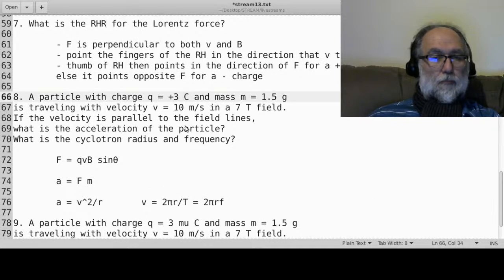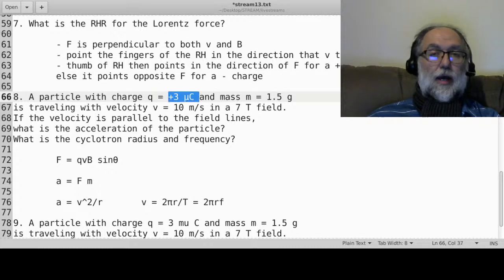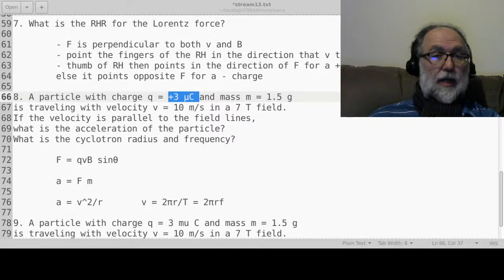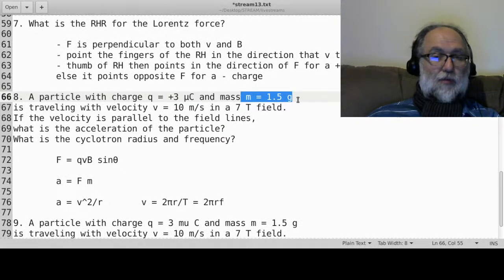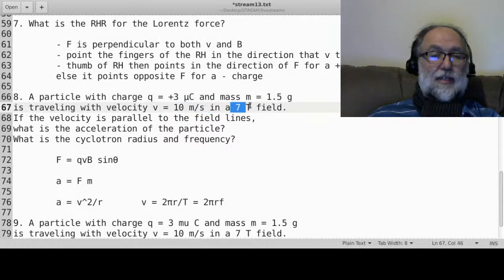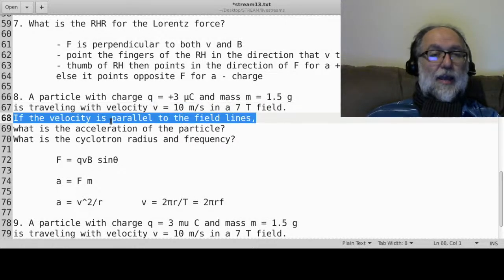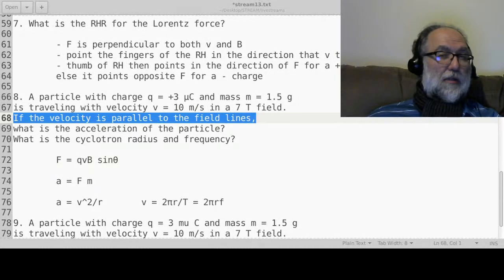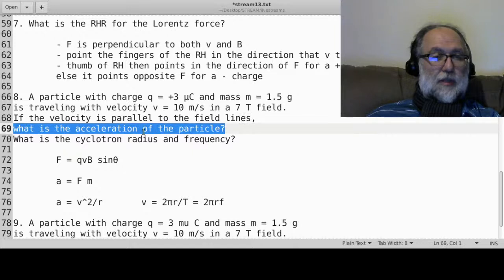There we go, paste it there like that. Okay, so we have a charge which is plus 3 microcoulombs, and it has a mass of 1.5 grams. It's traveling with a velocity of 10 meters per second in a 7 Tesla magnetic field. If the velocity is parallel to the field lines, what is the acceleration of the particle?